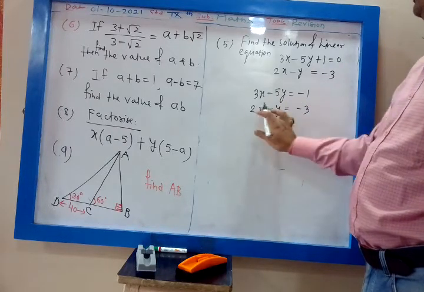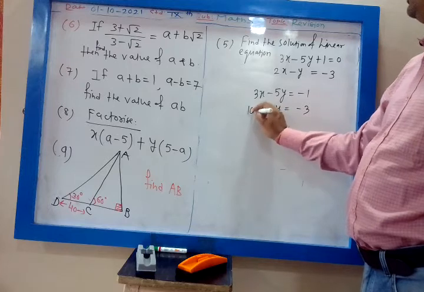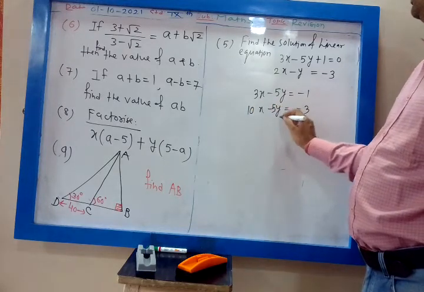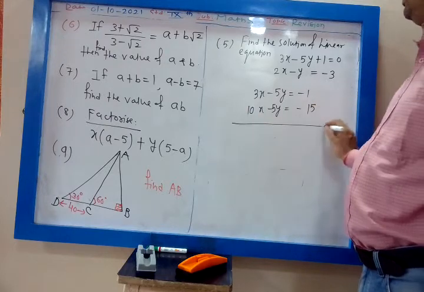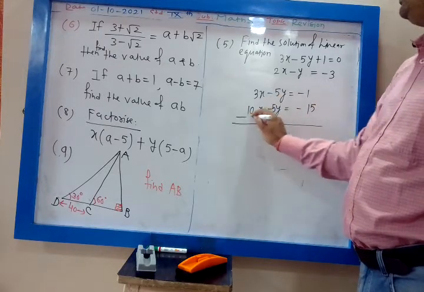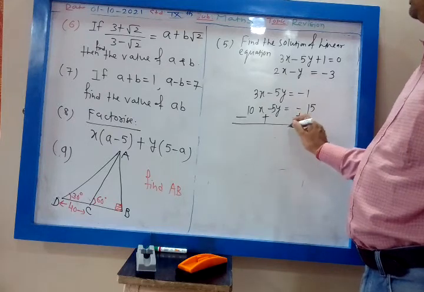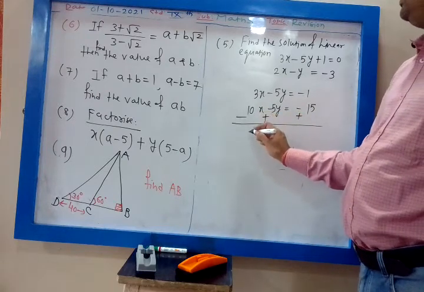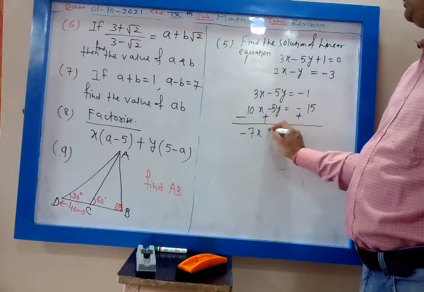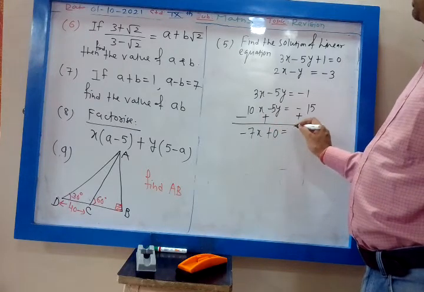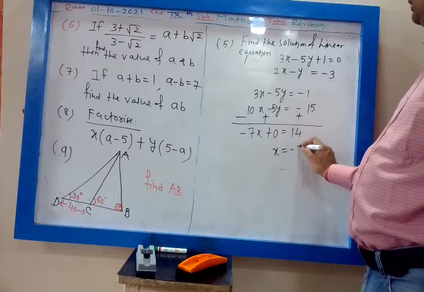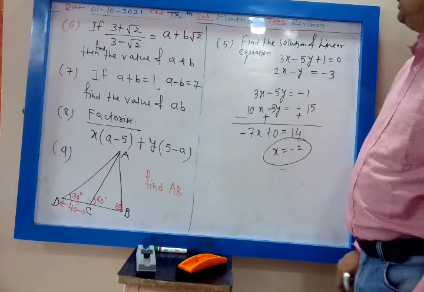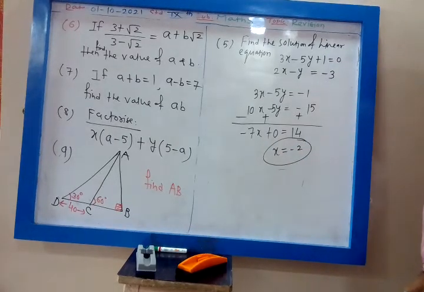Multiply equation 2 by 5. So this becomes 10x minus 5y is equal to minus 15. Then you subtract, because same sign, minus minus. So minus plus plus. Then 3 minus 10, minus 7x plus 0. 1 minus 1 plus 15, 14. So x is equal to minus 2. Yes, what you were getting? X is minus 2 for fifth one.